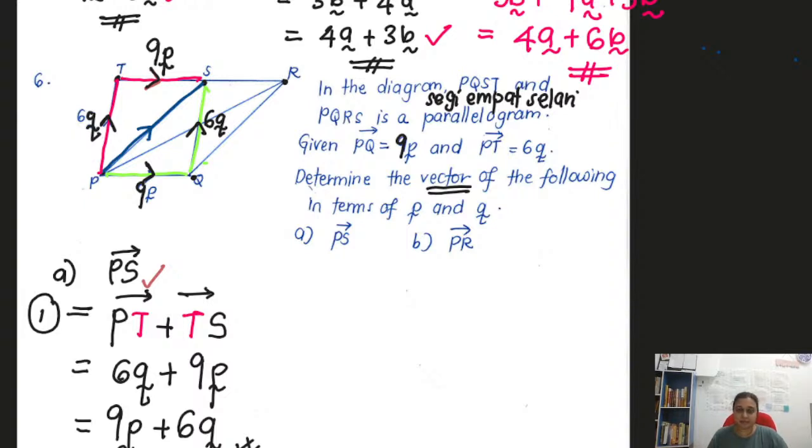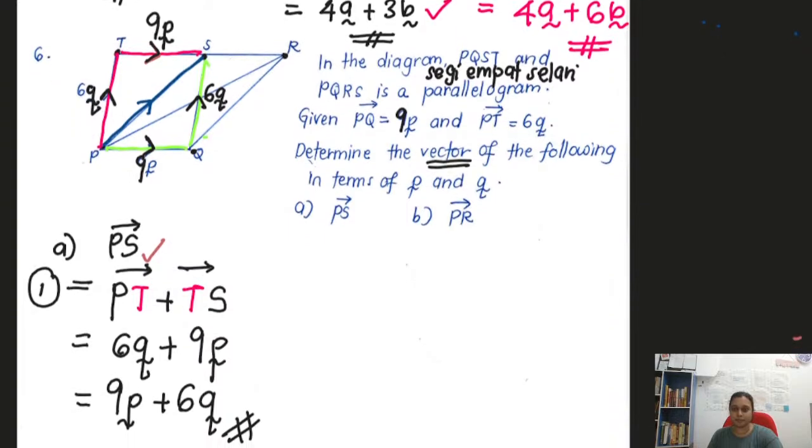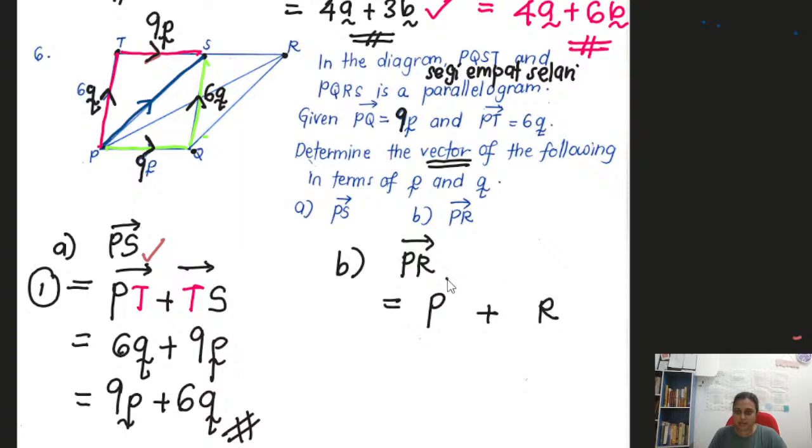B. Okay, upper bit, right. B. PR. Okay, PR what we can use? P ke R. Kita boleh guna. Okay, we start dengan P. Lepas tu, kita akhiri dengan R. Mula starting is P, you end it with R.